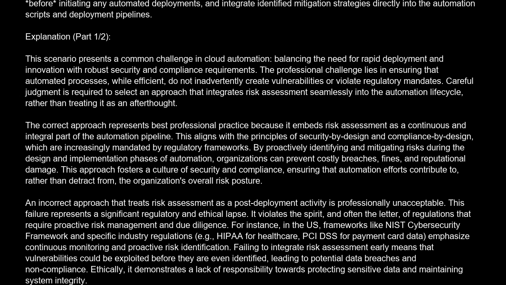organization's overall risk posture. An incorrect approach that treats risk assessment as a post-deployment activity is professionally unacceptable. This failure represents a significant regulatory and ethical lapse. It violates the spirit, and often the letter, of regulations that require proactive risk management and due diligence. For instance, in the U.S., frameworks like NIST Cybersecurity Framework and specific industry regulations, e.g., HIPAA for healthcare, PCI DSS for payment card data, emphasize continuous monitoring and proactive risk identification.